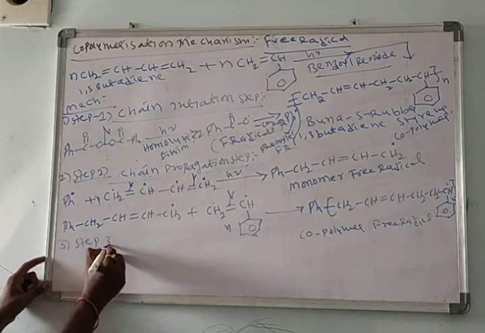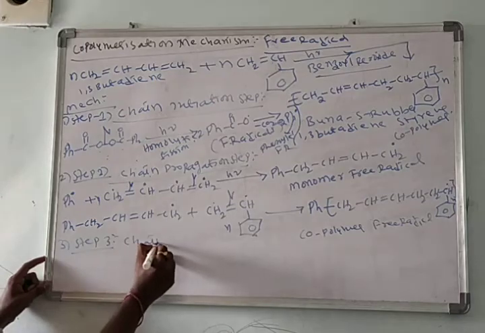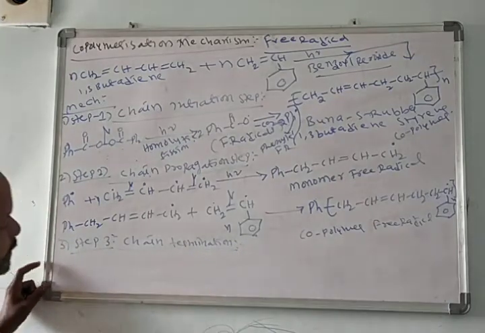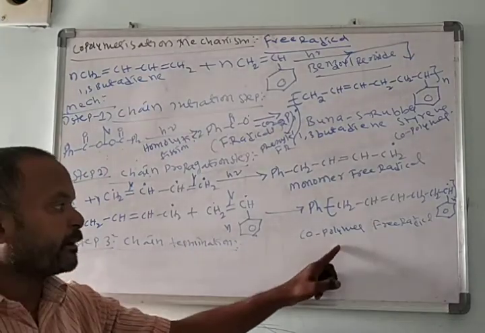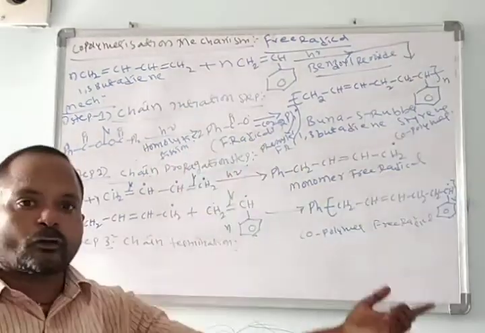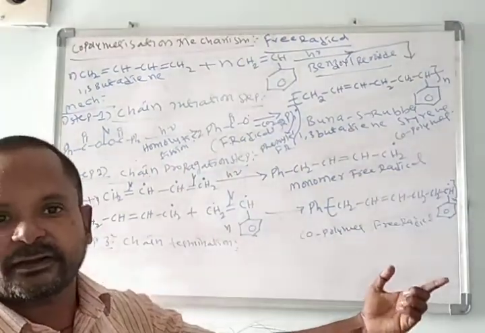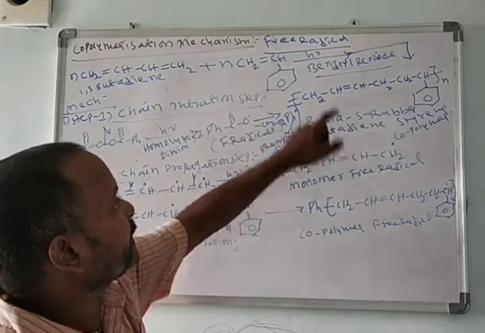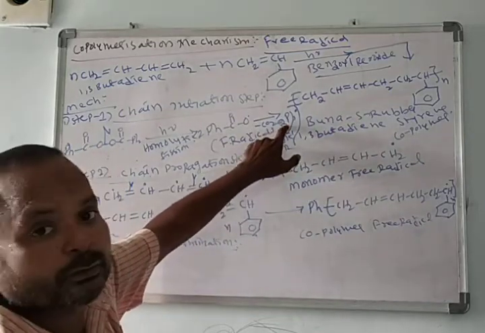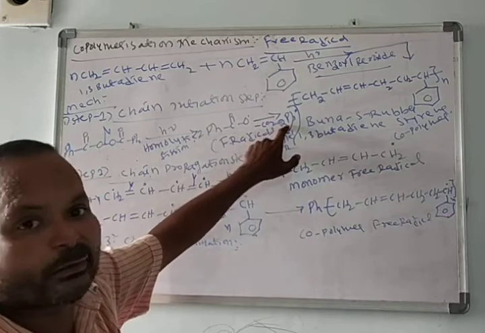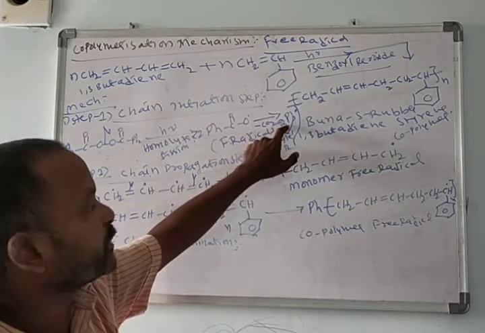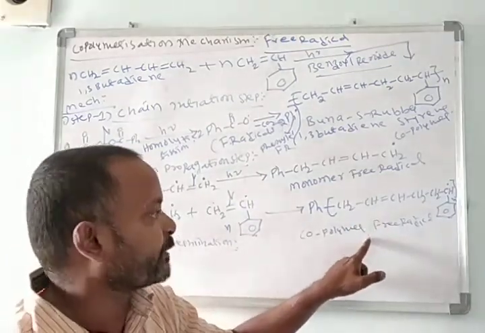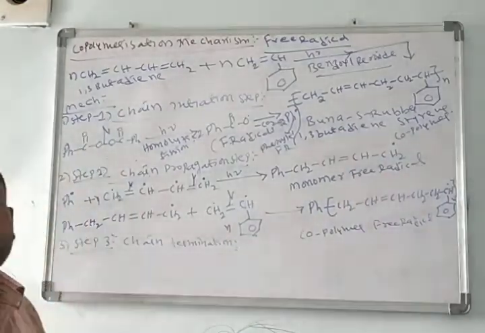Step 3: what is step 3? Chain termination. This copolymer free radical reacts with another copolymer free radical and a chain termination reaction takes place. Otherwise, there is one more way: this copolymer free radical reacts with one more phenyl free radical. In the first step we got two phenyl radicals, and we used only one. The second one reacts with this one, and a chain termination reaction takes place.